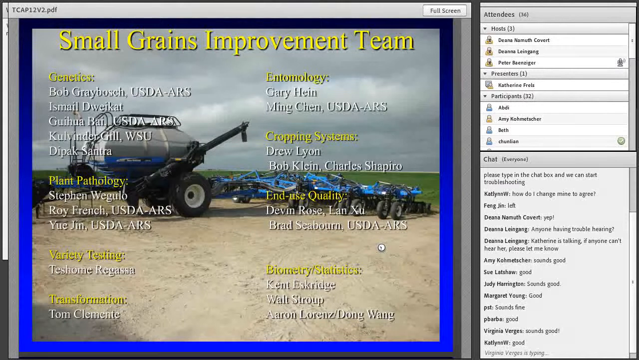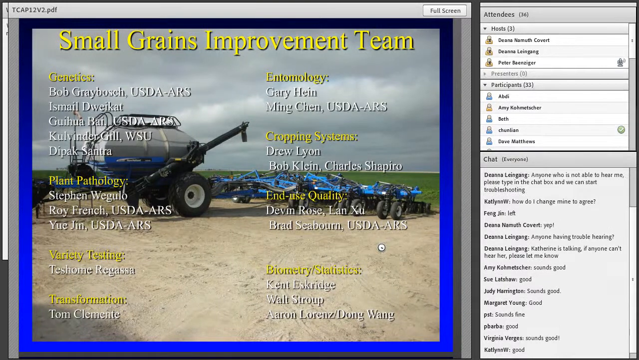Now, the team here is quite large, and this is pretty much the current team. In the genetics, there's Bob Graybosch, who's my best colleague basically at the USDA-ARS. Molecular marker work's done with Ishmael Dwicott and Guiwa Bai, or Bay actually, who's with the USDA at Kansas State. And then Kulvinder Gill worked with us for a long time, now Deepak Santra. We have a strong plant pathology group. We do variety testing. We have one of the best transformation groups in the country that works on wheat, Tom Clemente. Very good entomology here is also, and then with the USDA down in Kansas again.